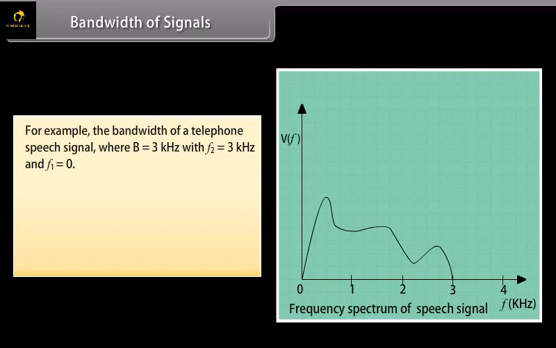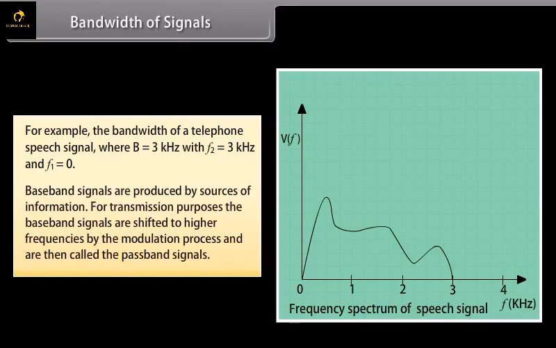For example, the bandwidth of a telephone speech signal where B is equal to 3 kHz, with F2 is equal to 3 kHz and F1 is equal to 0. Baseband signals are produced by source of information for transmission purpose. The baseband signals are shifted to higher frequencies by the modulation process and are then called the passband signals.